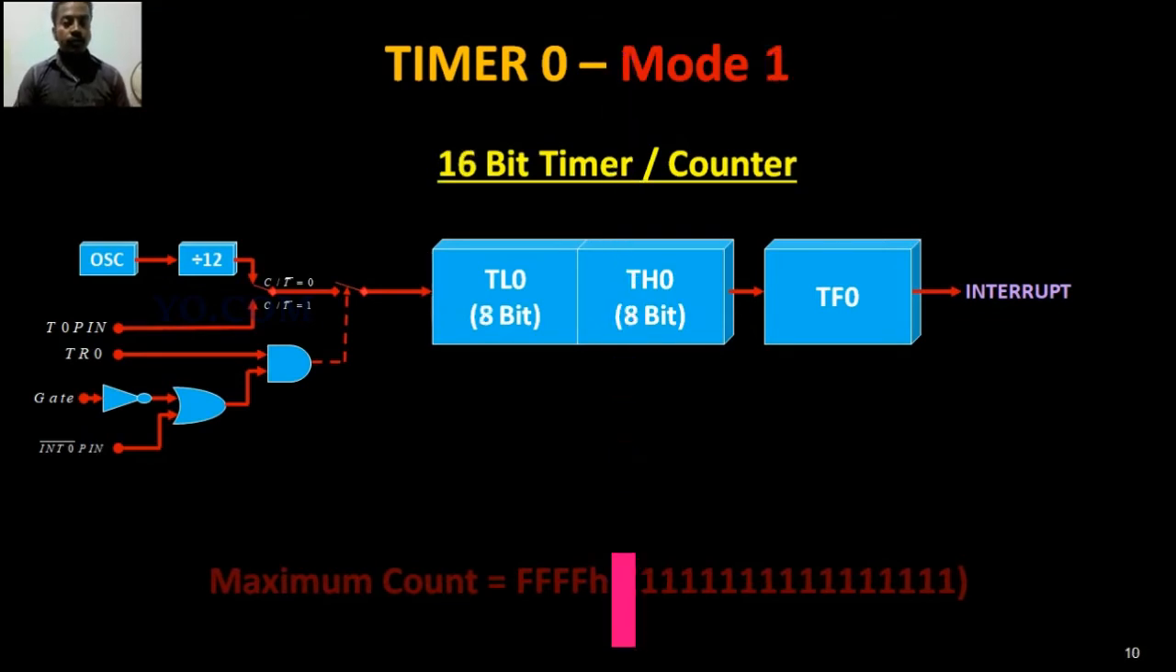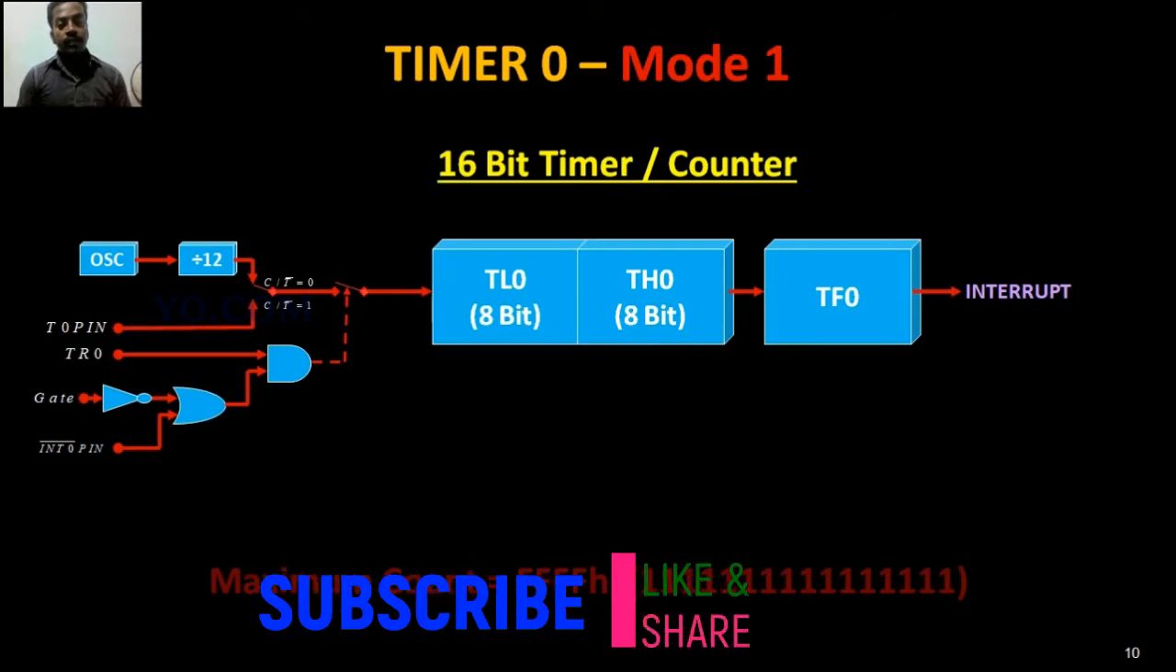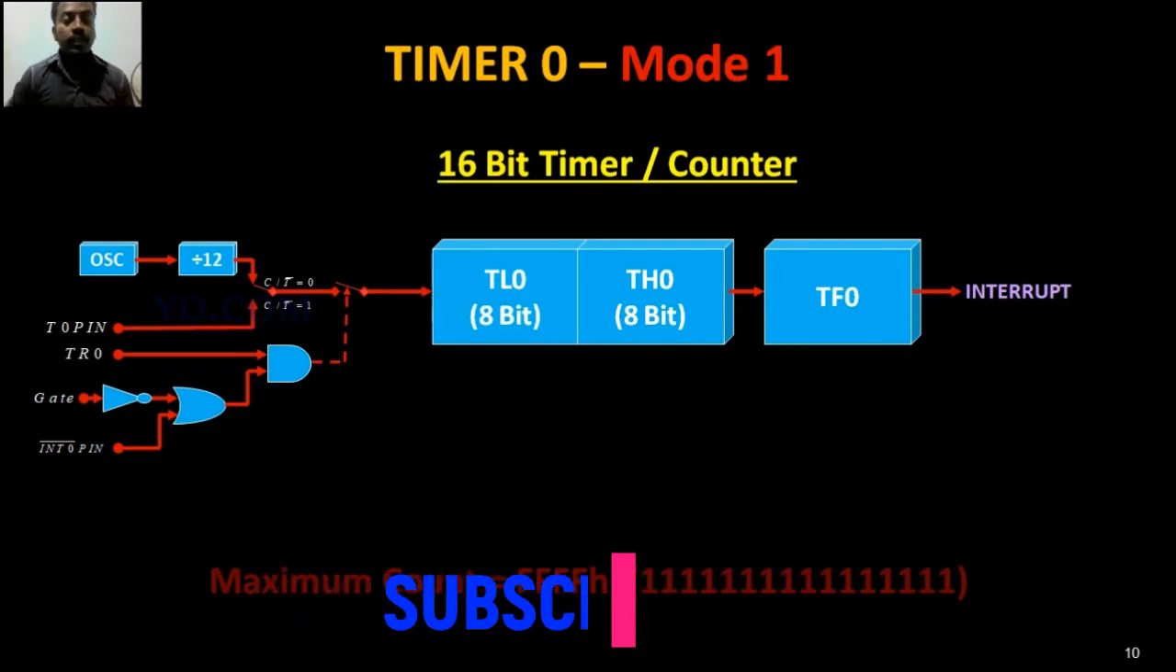Then mode 1. In mode 1, timer 0 acts as a 16-bit timer or counter. So two 8-bit registers are used here. We can store 16-bit data in the registers TH0 and TL0. So the maximum count value is FFFFH. We can load a 16-bit count value into the register. TF is the timer flag register that is used to indicate the timer overflow, which is given to the interrupt controller.